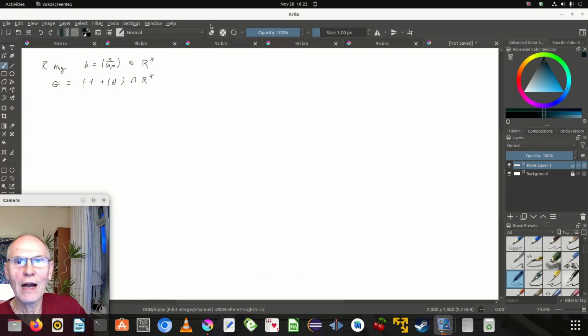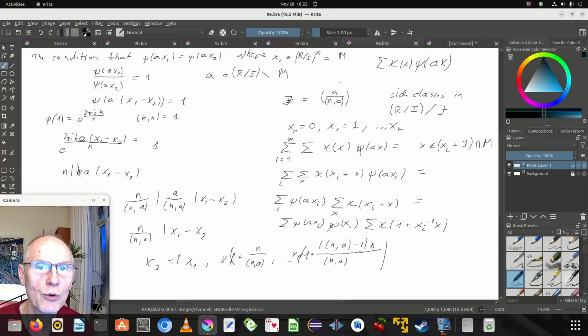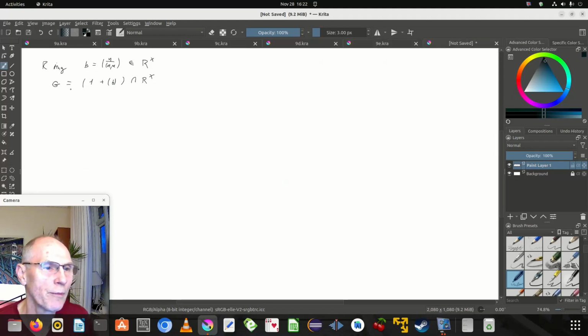Well, time flies. 4:30. I realized that I had to complete what I started doing, proving that 1 plus this ideal, the intersection with the multiplicative group, actually is a group. Let's take an element in there. And then the inverse, it lies in the multiplicative group.